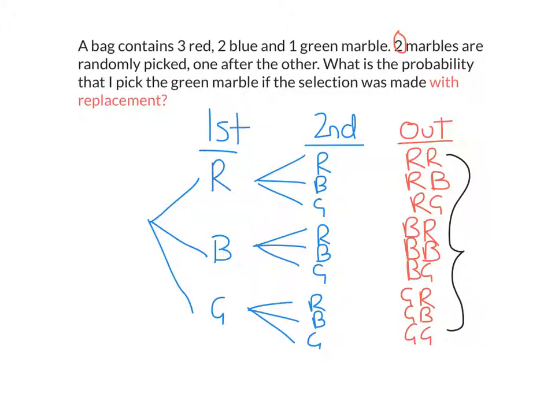So for the first go, the probability I get a red is 3 out of 6, because there are 6 marbles, or it's equal to a half. And for blue, it's 2 over 6 or a third, and for green, it's 1 over 6.